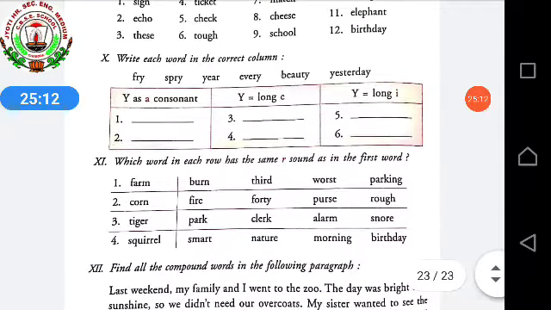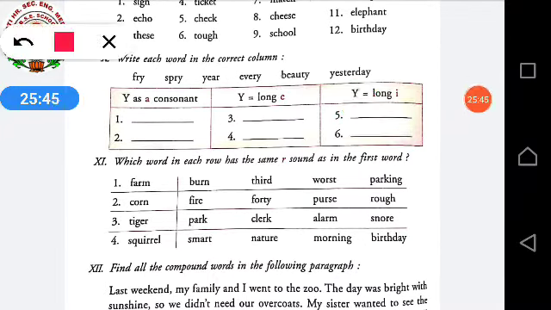Okay. Next. Which word in each row has the same R sound as in the first word? So the first word is farm, arm. That R pronunciation should come. The sound should be like that. Farm. So are we saying burn? No. Third? No. Worst? No. Parking? Yes. Farm, parking. Both AR, the same sound is coming. So this will be the answer.